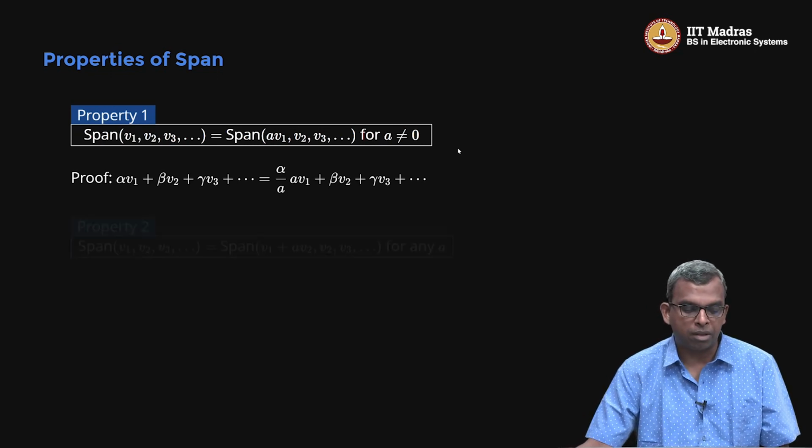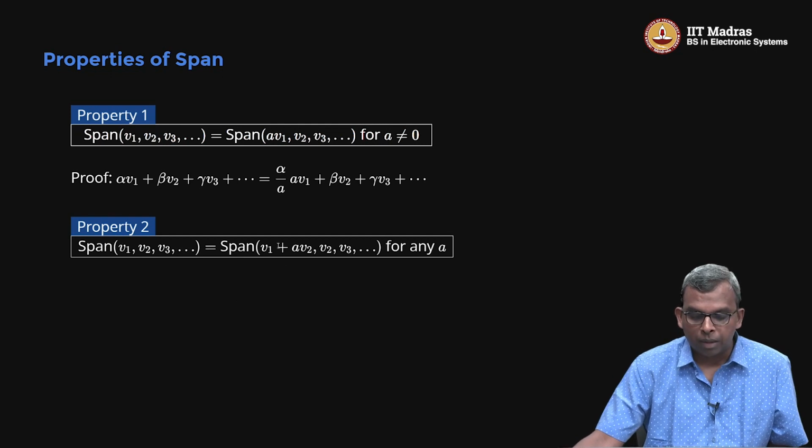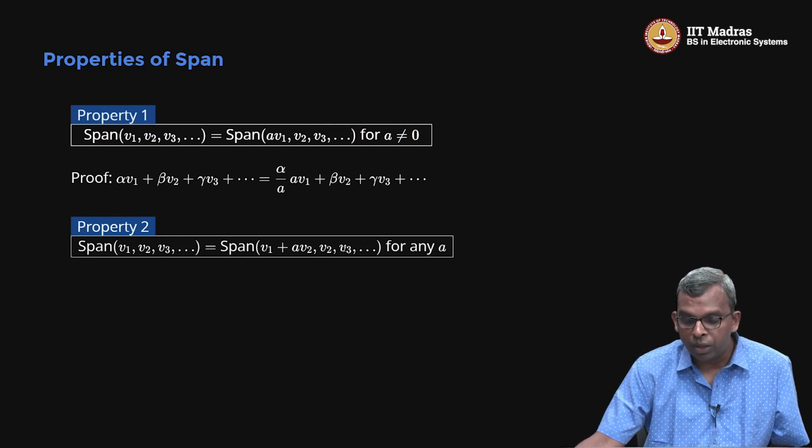Here is the next property, which is even more crucial. If you have v1, v2, v3, and here I'm keeping v2, v3 and the rest exactly the same. Instead of v1, I'm making it v1 plus a v2, and this a can be anything, zero or non-zero. So I'm doing only a linear combination of v1 and v2, but I've kept v1 with no other coefficient multiplying, and v2 alone is a v2. These two spans are the same.